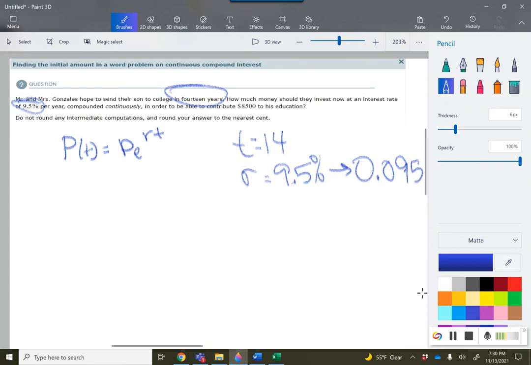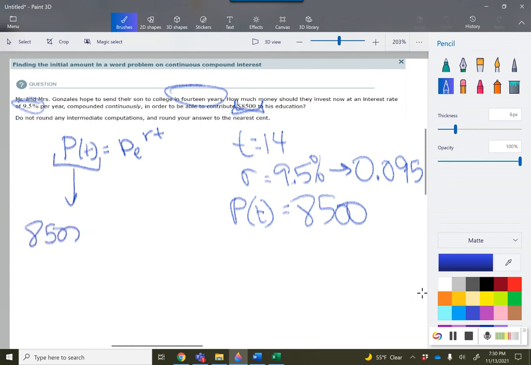Per year, compounding continuously in order to be able to contribute $8,500 to his education. So they want $8,500 at the end. So that's not just P, that's P of t. So P after time, they're going to have $8,500. So P of t is your $8,500. Regular P, they didn't tell us how much they're putting in initially. That's what they're trying to figure out. E again is a number on your calculator. R is 0.095, and t is 14.